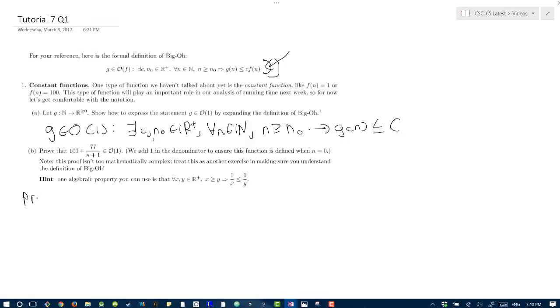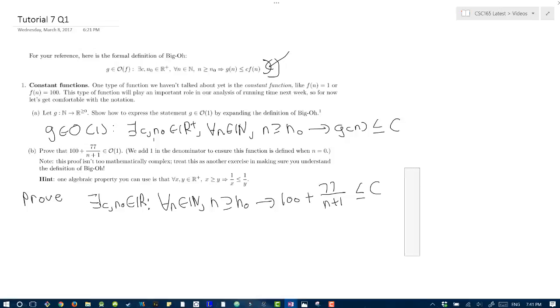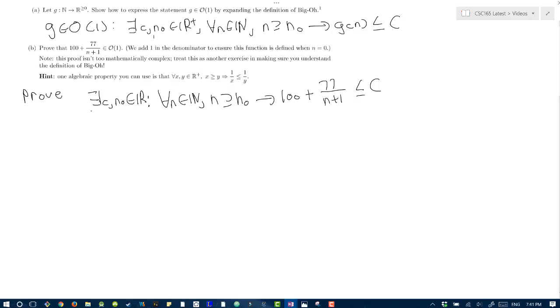So let's write out what we want to prove. And then here, instead of g of n, we write n plus 1, and it's smaller than or equal to c. Okay. So we want to prove this.